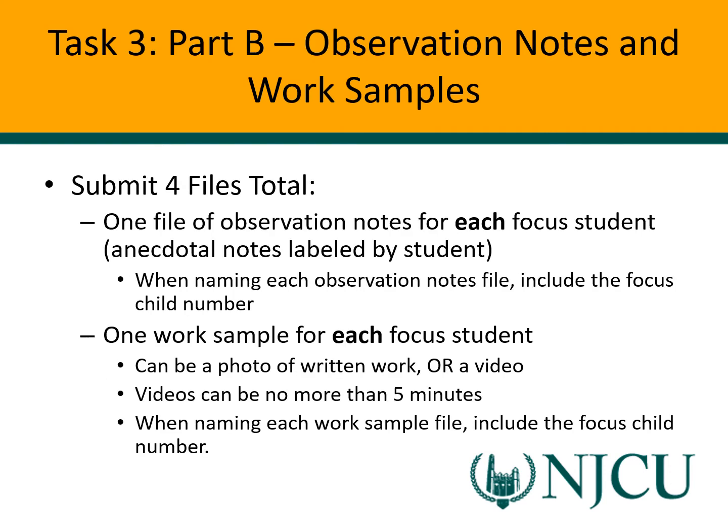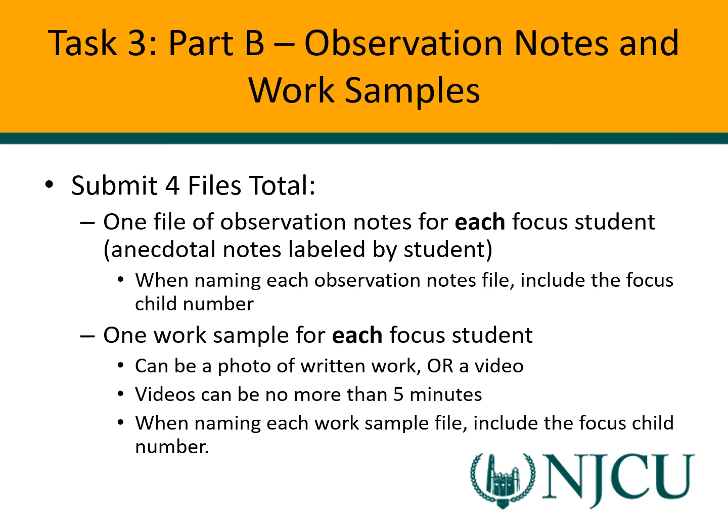Part B are your observation notes and work samples. You're going to have 4 files in Part B. You'll have 1 file of observation notes for each focus student. So in other words, 2 observation notes files, one for focus student 1 and one for focus student 2. Name each file with the focus child's number. This is basically a file of anecdotal notes that you took on the student and what they were learning.